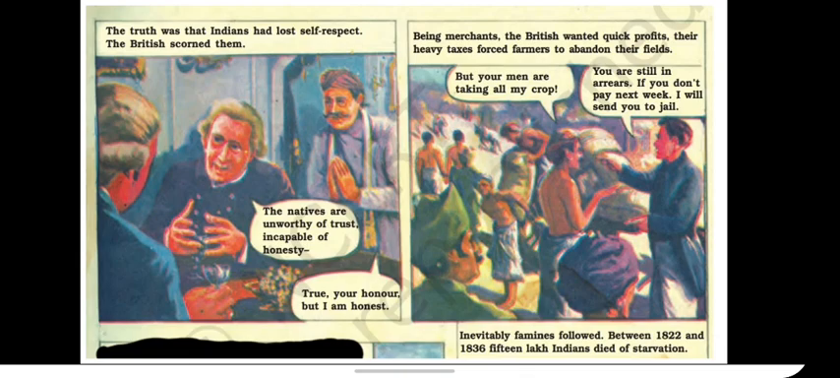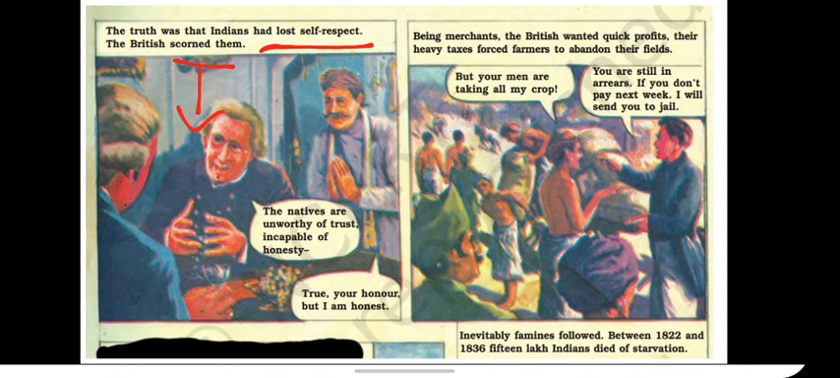That was on one side. Now on the other side, what is happening? The truth was that Indians had lost self-respect. The British scorned them, right? Scorned them means they looked at them in a very despiseful way. They looked at them as if they hate them and think they are inferior, poor and vulnerable.